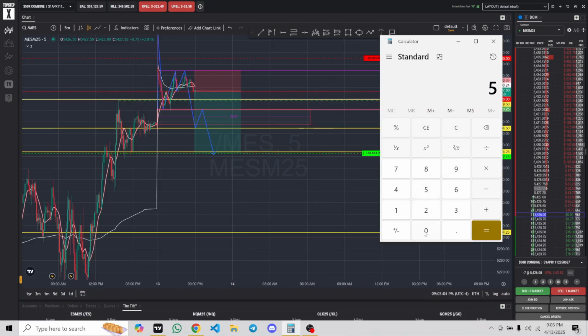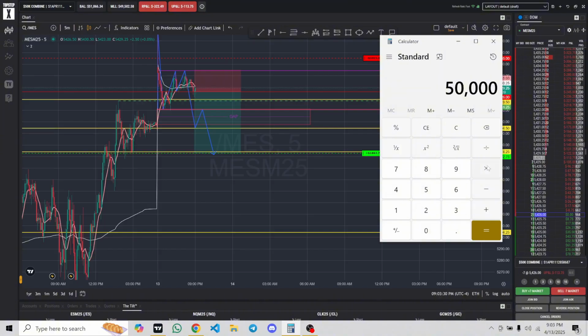I like to risk between 1% or 0.5%. 0.5% is 250. That's what I normally like to risk, 250. But it also depends on the micros that I'm trading. Right now, I'm trading, I think, 7 micros.